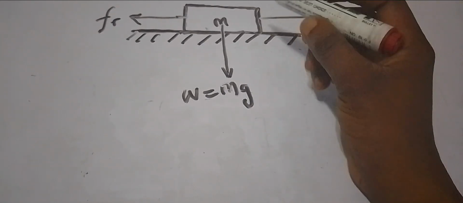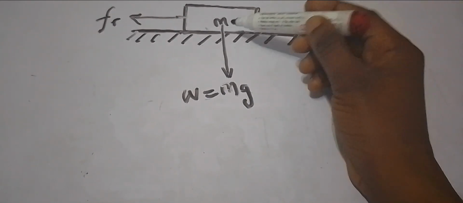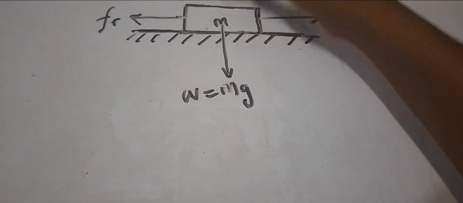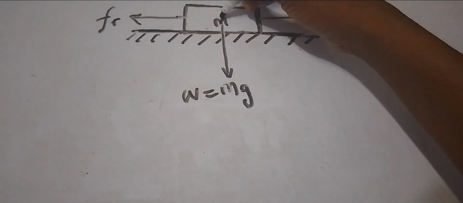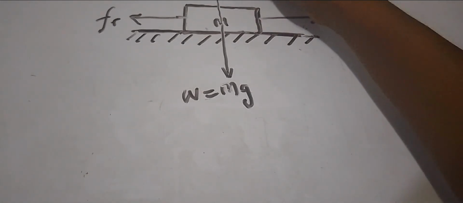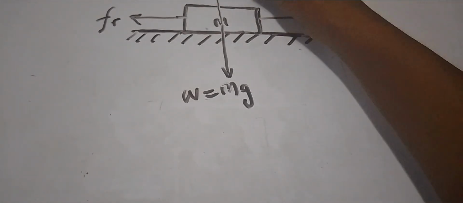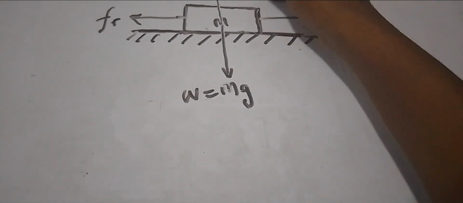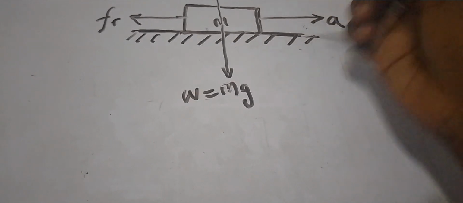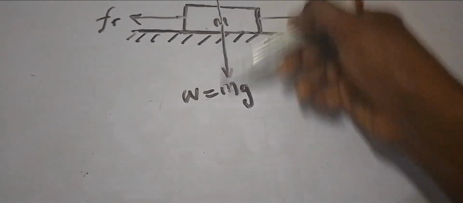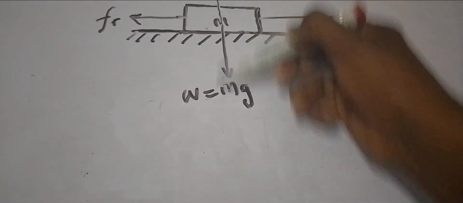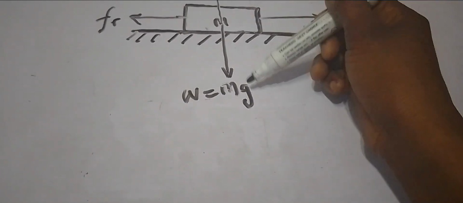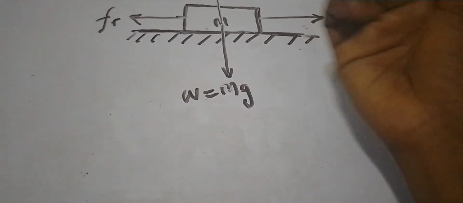Then for every action, there is an equal and opposite reaction. So because this object's weight is acting downward, there is a reaction force that always acts at 90 degrees to the surface. So the reaction force is going to act upward. We call this our reaction force, and this reaction force is also equal to mg because they are opposite reactions. They are equal. So this reaction and this weight will also be equal to mg.